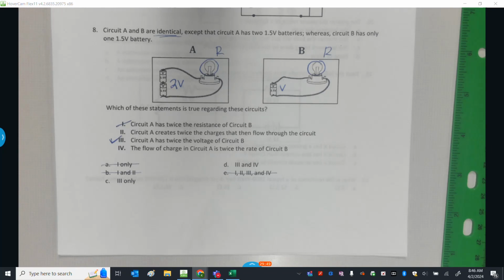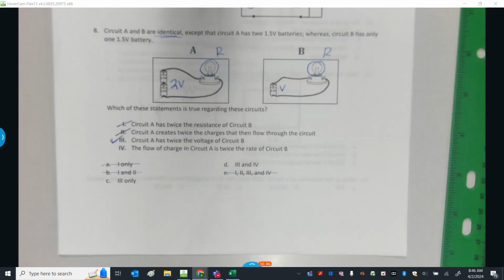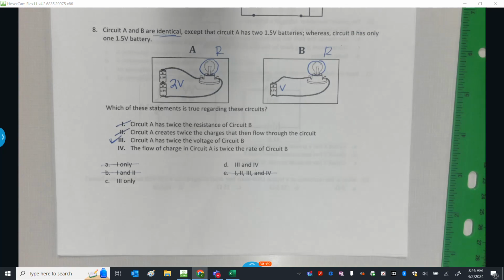Okay, it does provide the push to move them. I do have twice the voltage. I have twice the push on those batteries, and I'm going to end up with twice the current. It's going to flow at a greater rate. But I'm not going to have twice the charges because the battery doesn't make the charges. So we already know 2 couldn't be right because it's not in my choices. Again, the question is, is 4 correct or not?